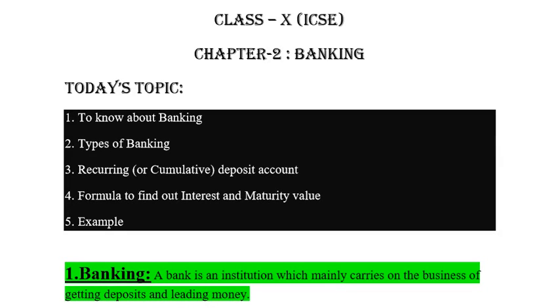Good morning, everybody. Today we are going to discuss again from class 10 book, second chapter, banking. Today we are going to discuss here about banking, that means bank account, then different kinds of bank account, and we can see different kinds of bank account here. And out of all kinds of account, we have to discuss here only recurring or cumulative deposit account.